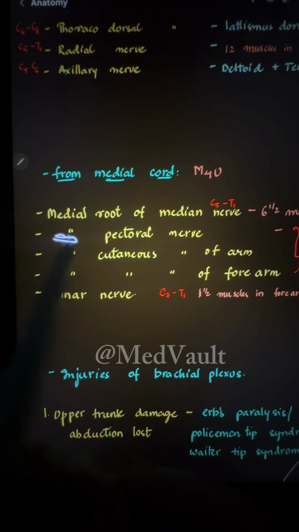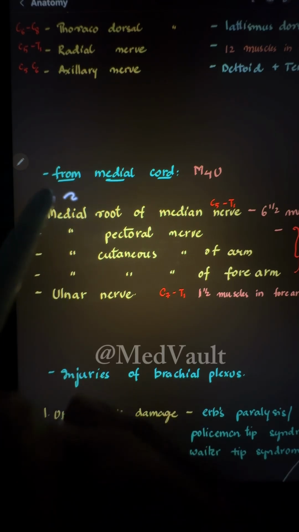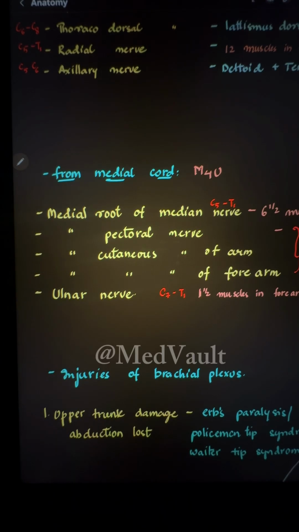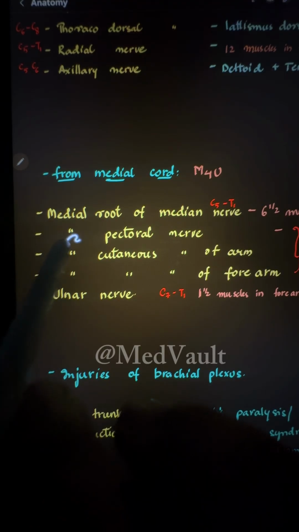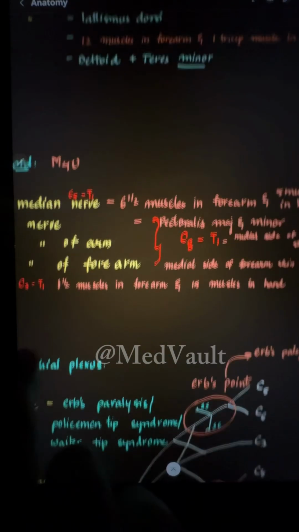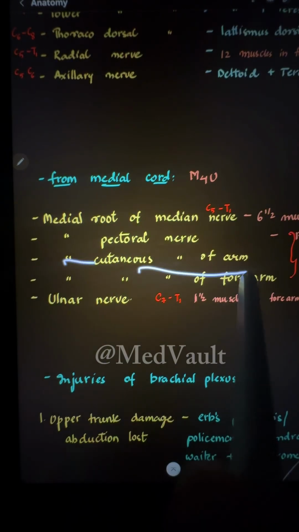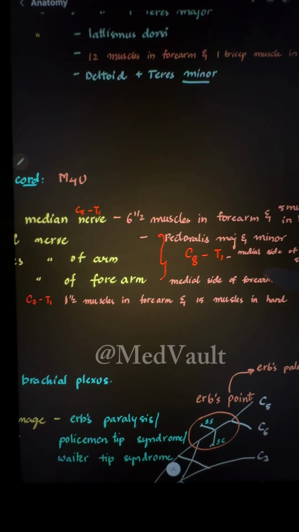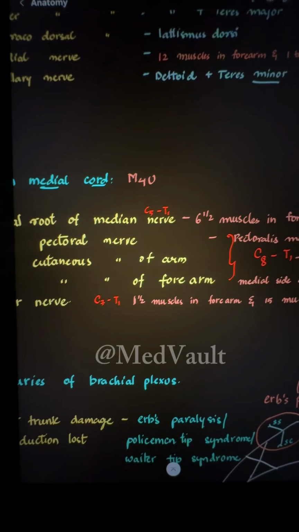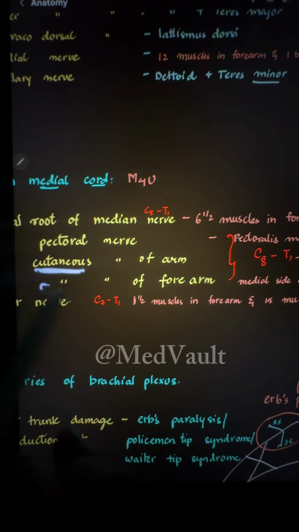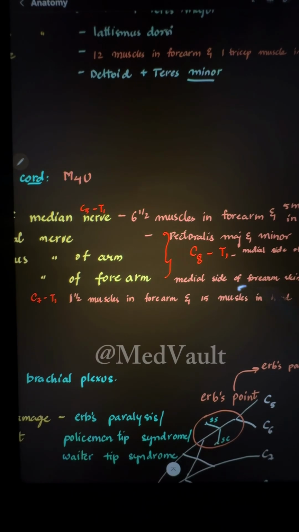Next is the medial pectoral nerve. We have already seen the lateral pectoral nerve, which pierces the clavipectoral fascia and supplies pectoralis major and minor. Here the medial pectoral nerve supplies pectoralis major and minor both. Next we have the medial cutaneous nerve of arm, which supplies the skin of the medial side of the arm. Again we have the medial cutaneous nerve of forearm. Cutaneous is nothing but skin. So the skin on the medial side of the forearm is supplied by this nerve.